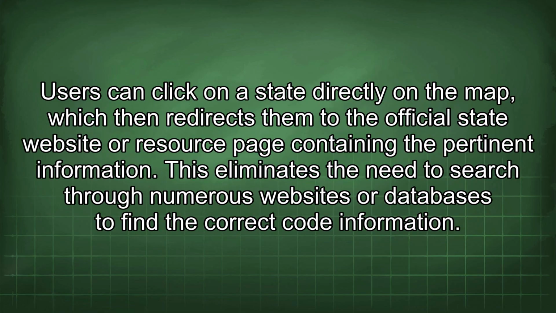Users can click on a state directly on the map, which then redirects them to the official state website or resource page containing the pertinent information. This eliminates the need to search through numerous websites or databases to find the correct code information.